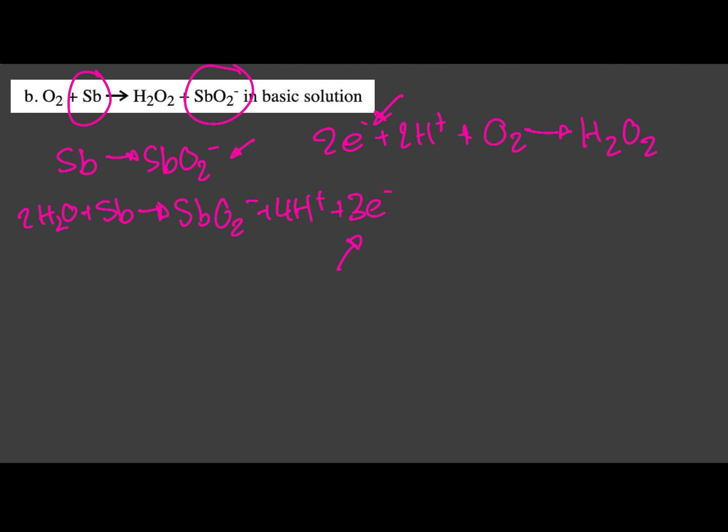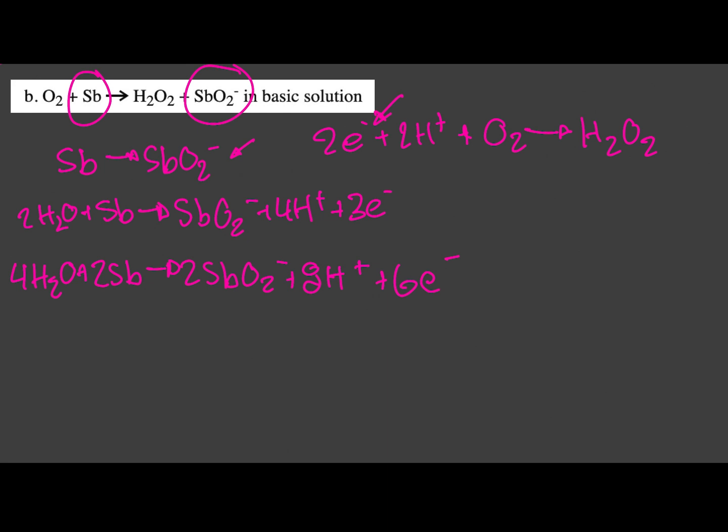So let's go ahead and do the Sb reaction first. Since this is 3, we're going to multiply the whole reaction by 2, therefore making 4H2O + 2Sb going to 2SbO2- + 8H+ + 6e-.